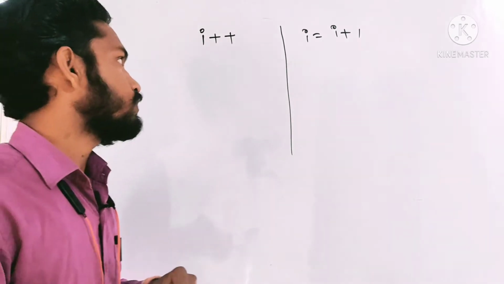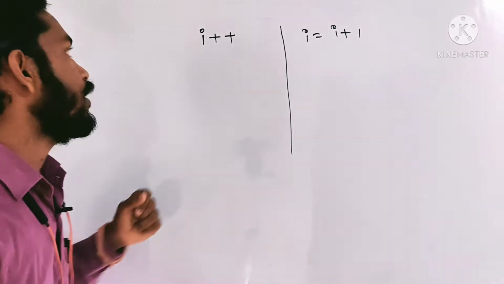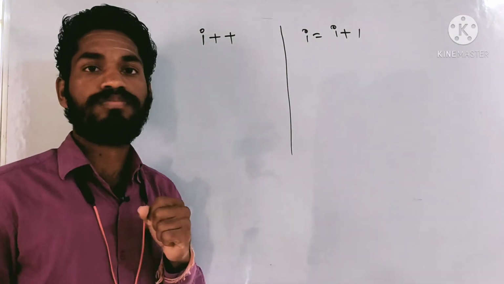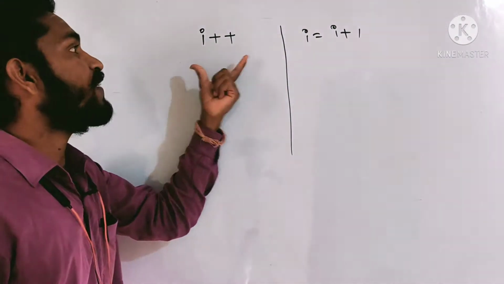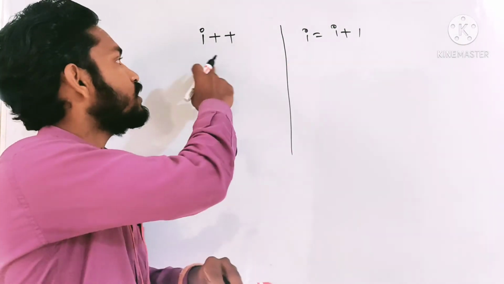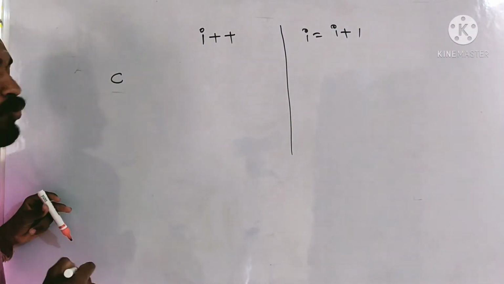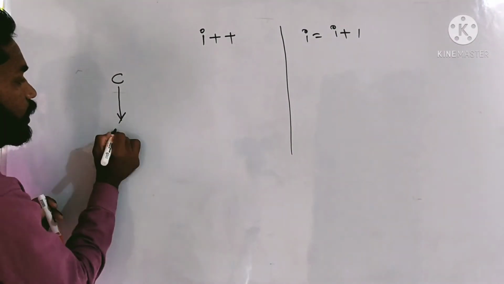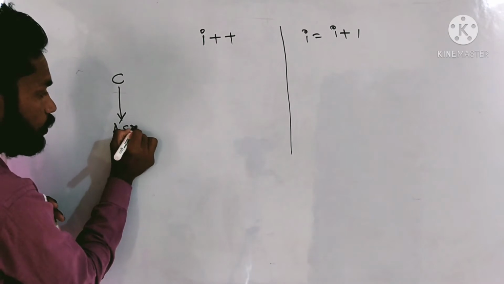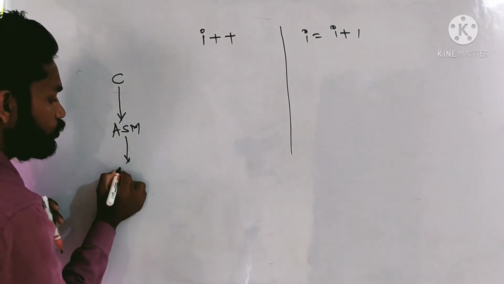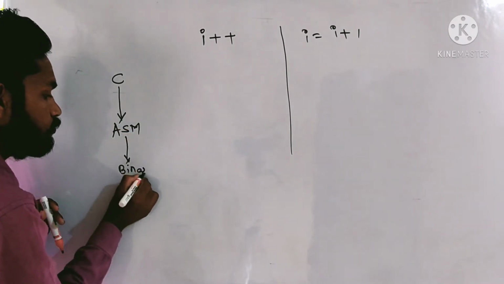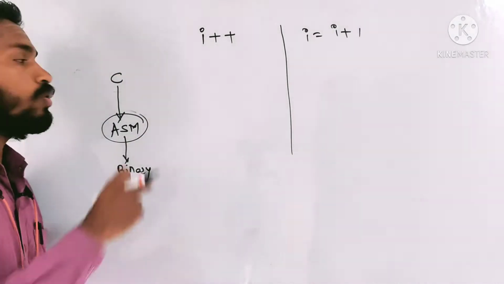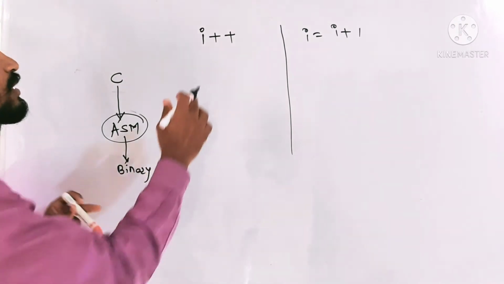Okay, come to the point. How will we find out which one is faster? Whenever I write C code, which is human understandable code, it will internally convert into assembly code, and then convert into binary code. If you want to check which one is faster, go one step back, that is, to the assembly code.